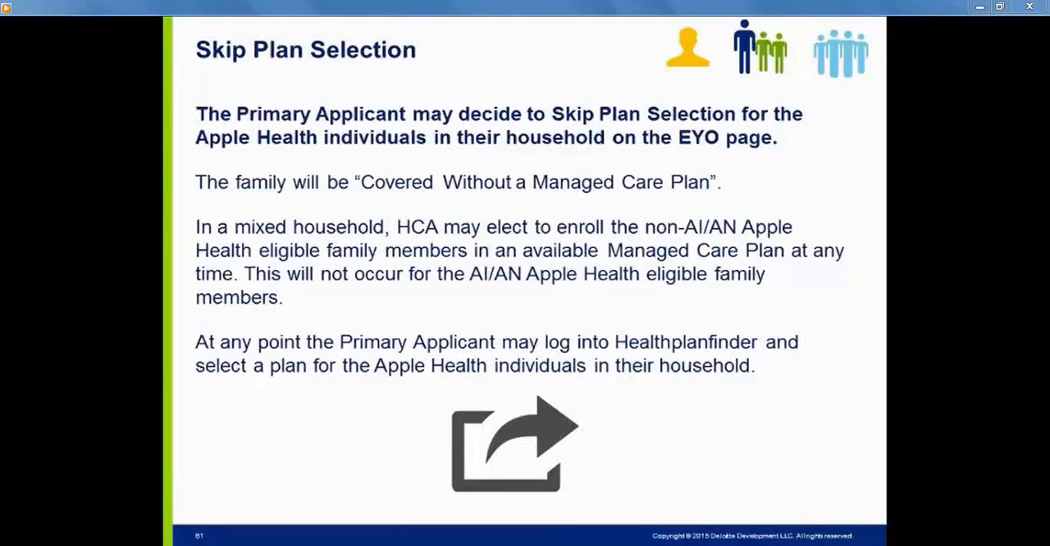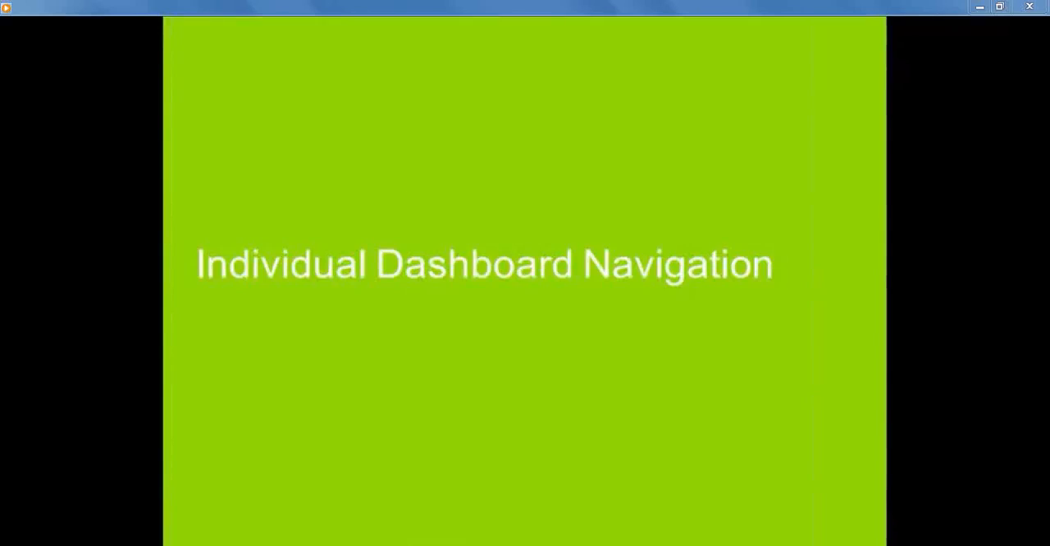In a mixed household, HCA may elect to enroll the non-AIAN Apple Health eligible family members in an available managed care plan at any time. This will not occur for the AIAN Apple Health eligible family members. At any point, the primary applicant may log into Healthplanfinder and select a plan for the Apple Health individuals in their household.